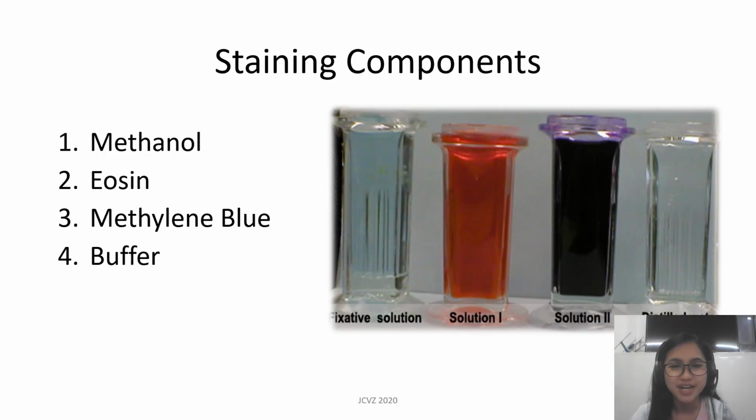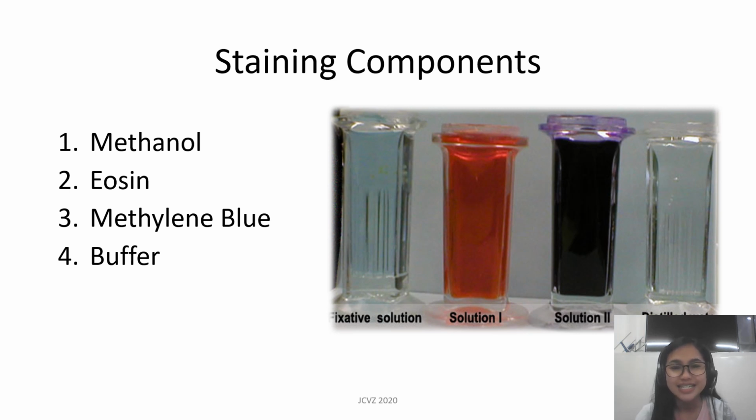For the staining components used for staining our peripheral blood smears, we make use of four solutions: your methanol, your eosine, methylene blue, and finally your buffer. For the function of each solution, we start off with our methanol. Our methanol is a fixative solution. It's the simplest of all the alcohols and it's the traditionally used fixative for peripheral blood smears. The purpose of this fixative is that it preserves the overall morphology of your cell, including the nucleus and the cytoplasm.